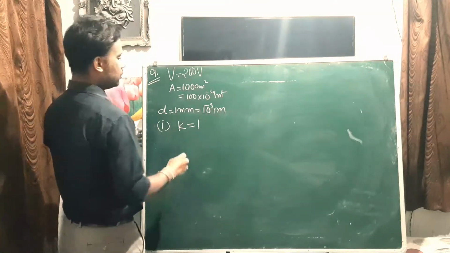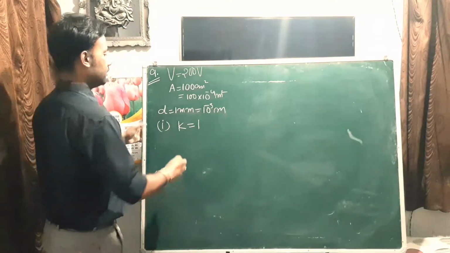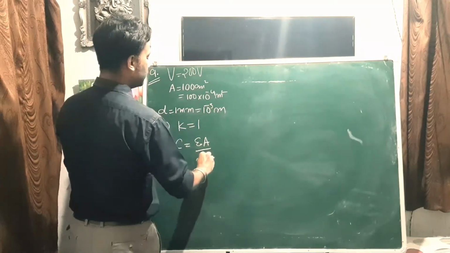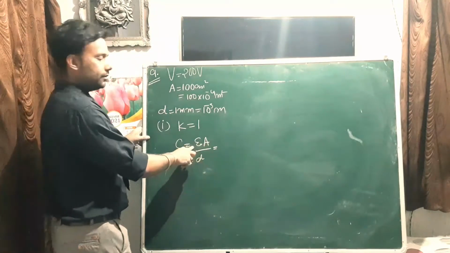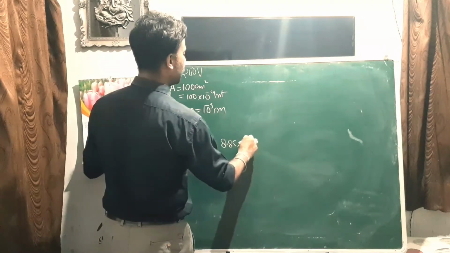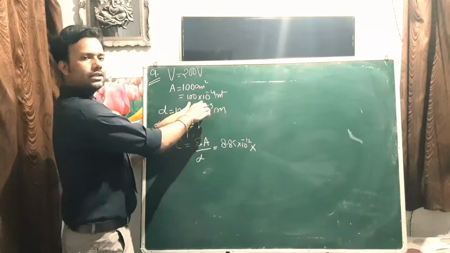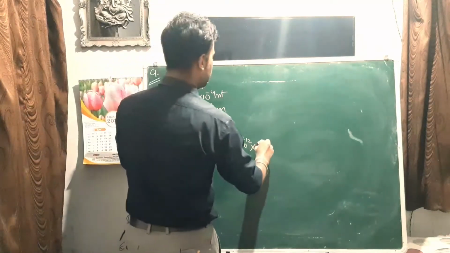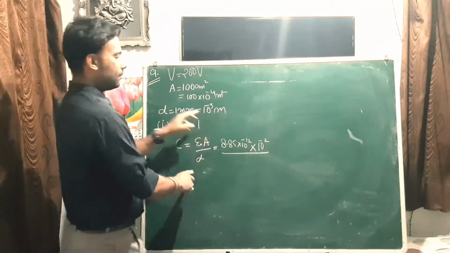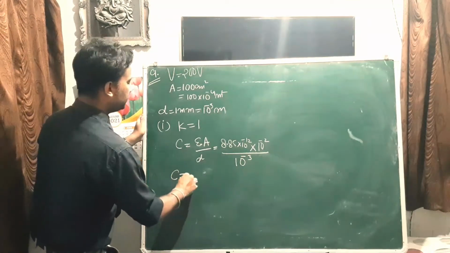Okay, so to find the charge, first we have to calculate the value of capacitance, right? So C equals epsilon naught A upon D. What is the value of epsilon naught? It is 8.85 into 10 to the power minus 12, into A, which is 10 to the power minus 2, divided by D. D is 1 mm, that is 10 to the power minus 3. So this will be the value of C.